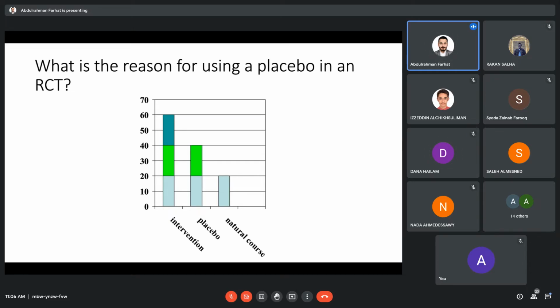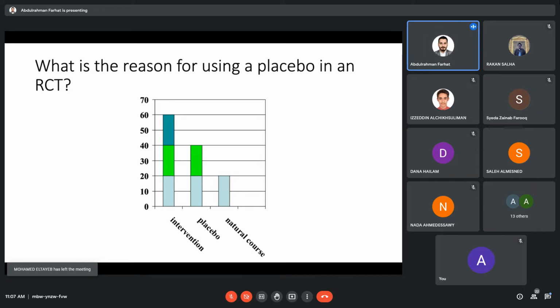Okay, so let's say at point zero we have three people. Three persons, and one we call natural course. We will give him nothing. The other one will give him placebo, and the last one will give him intervention, a medication. So if all of them have disease at point zero, and we follow them up.